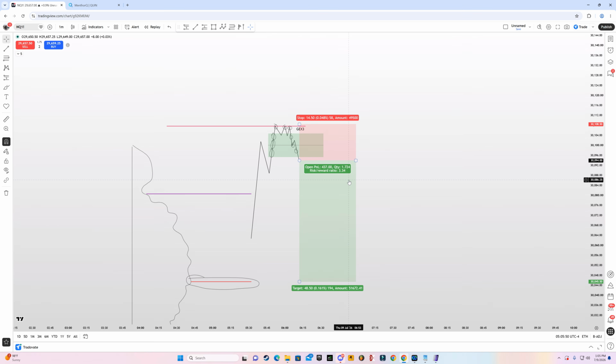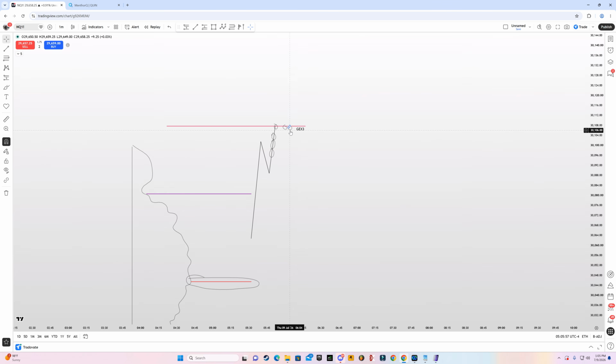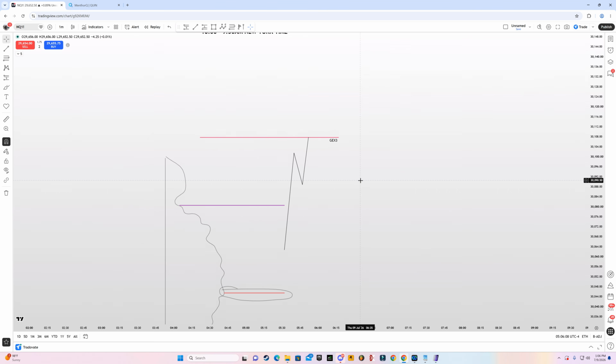Now let's talk about how you would use this with ICT, right? If you don't have order flow, it's completely fine. I got you, okay? So let's just remove all of this. Perfect, okay.